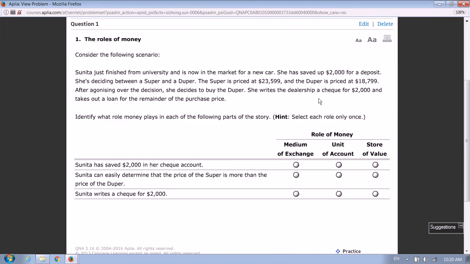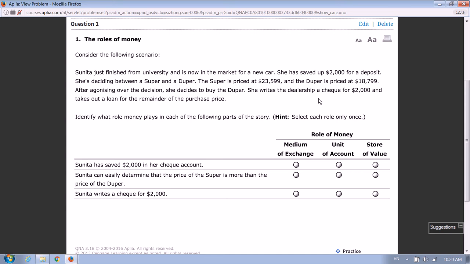Okay, consider the following scenario. Sulita just finished from the university and is now in the market for a new car. She has saved up to $2,000 for deposit. She is deciding between the Super and Duper.